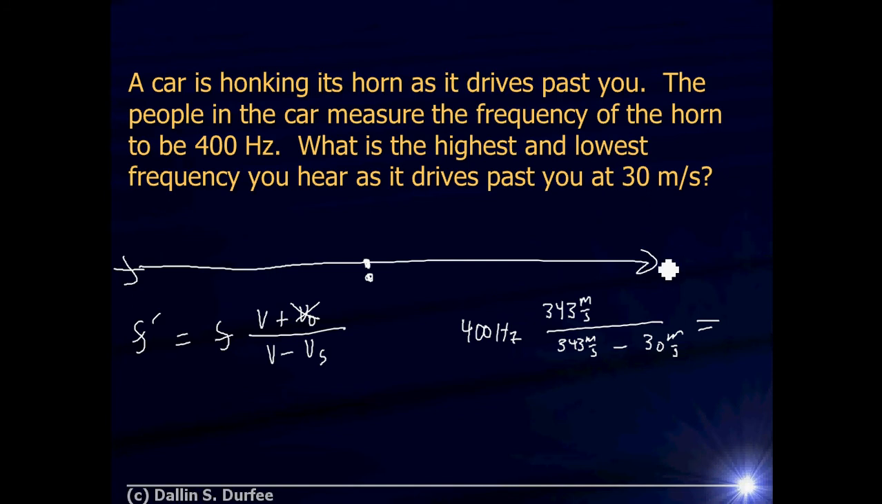For the lowest frequency, when it's over here, I do the same thing. F is 400 hertz, and then I multiply by 343 meters per second, since the observer is still 0. Then down here I have 343 meters per second. And now it's moving away from me, so I'm going to change the sign to a plus, and then I have my 30 meters per second. This will give me my lowest frequency because I'm dividing by a bigger denominator. I'll let you plug the numbers in.